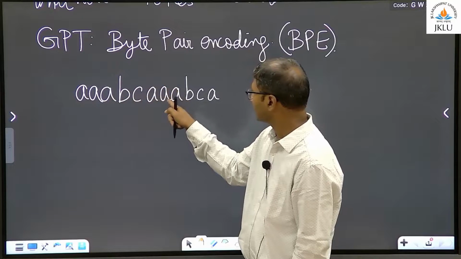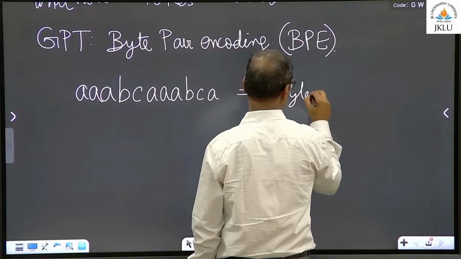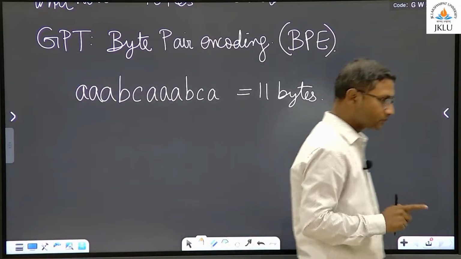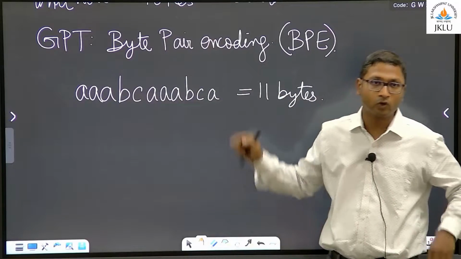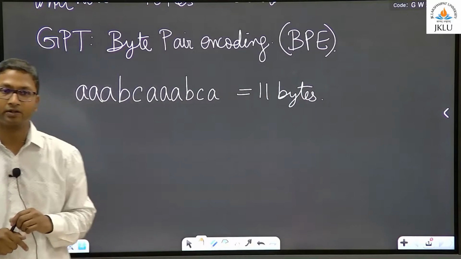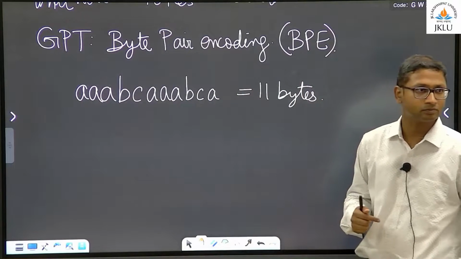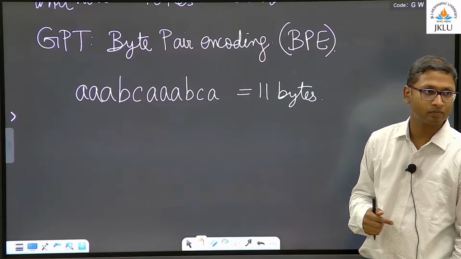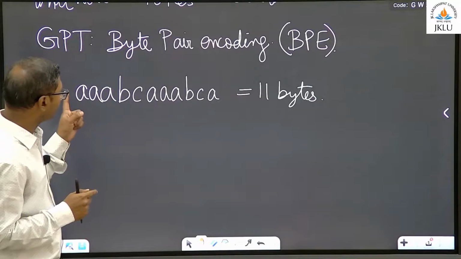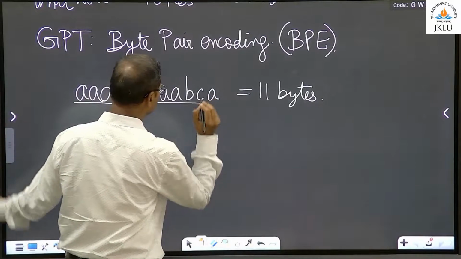3, 8, 11, right? So this takes 11 bytes. Now, can you help me reduce the space taken by this? I want to compress this. So I want to design a very simple compression algorithm. For example, I can simply say this becomes something, this becomes something.